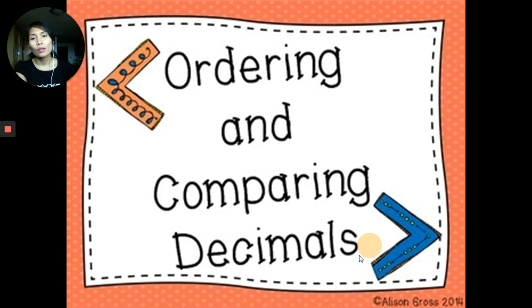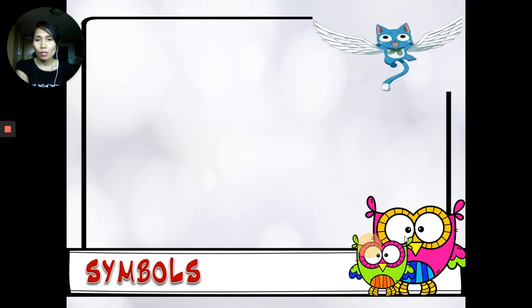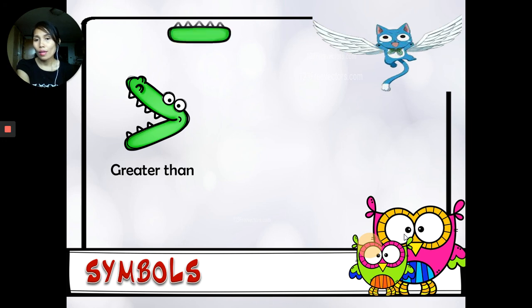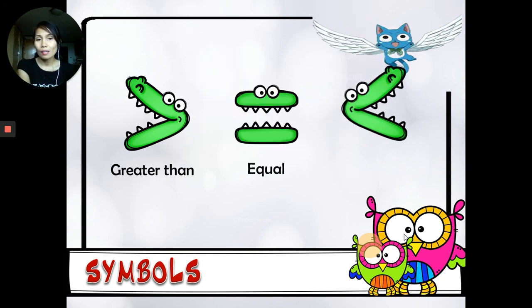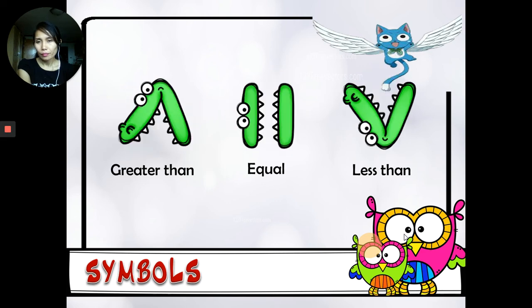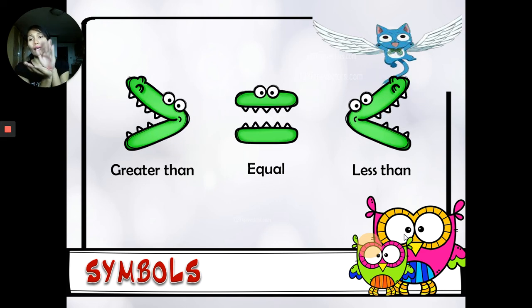All right. So now we'll proceed with ordering and comparing decimals. Okay, we have done ordering and comparing numbers before, but again with the whole numbers. But this time we will deal with decimals. So with comparing, we have three symbols that we use. We have greater than, equal, and less than. Always remember the alligator always eats the bigger number, the greater one.